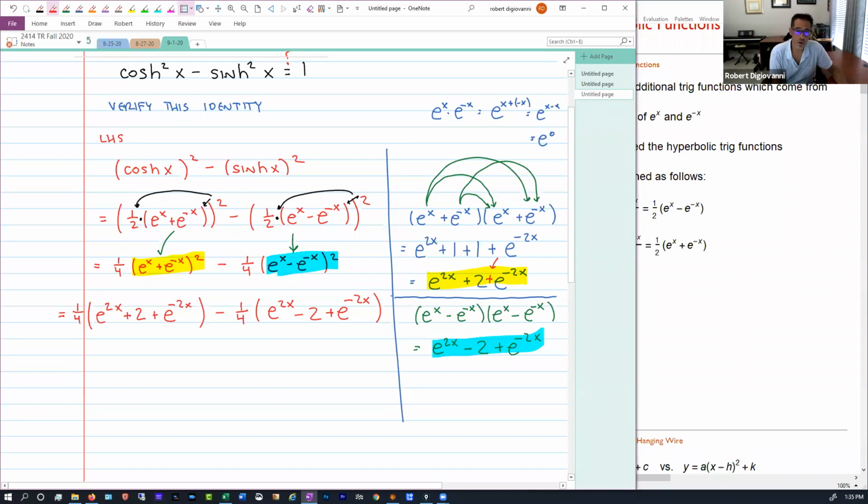Now I'm going to distribute the 1/4 through. So 1/4 is going to go here, here, here, and then minus 1/4 here, here, here. So 1/4 e to the 2x. Okay, 1/4 times 2 is a half, plus 1/4 e to the negative 2x. That's the first 3 terms, and then I distribute the negative 1/4 through, negative 1/4 e to the 2x. Negative times a negative in the middle one is going to give you a plus a half, and then a minus 1/4 e to the negative 2x.